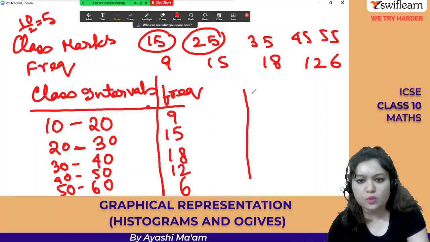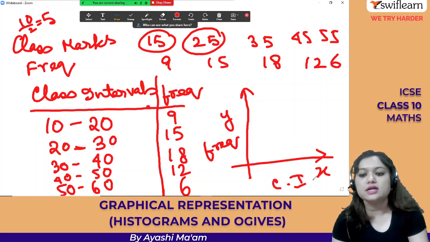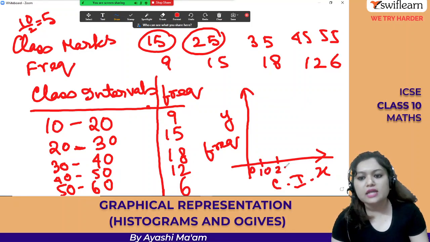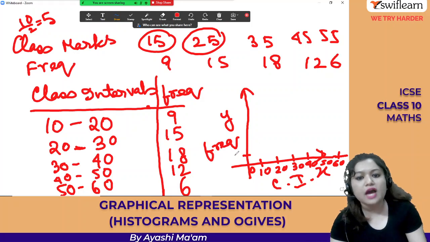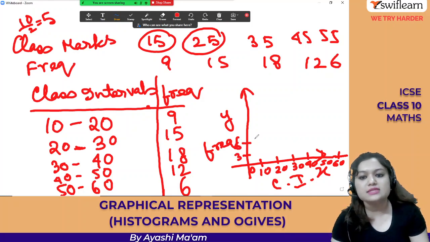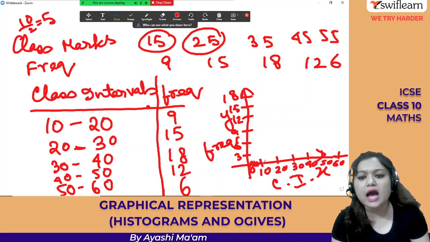So we will take the y-axis and here we will take the x-axis. On the y-axis we will plot the frequency. On the x-axis we will plot the class intervals. So class intervals are from 0 to 10, 10 to 20, 20 to 30, 30 to 40, 40 to 50, 50 to 60. And for the frequencies, we have to accommodate up to 18. So 3, then 6, then 9, then 12, then 15, and then 18. From 0 to 10 we don't have the data, so break it.